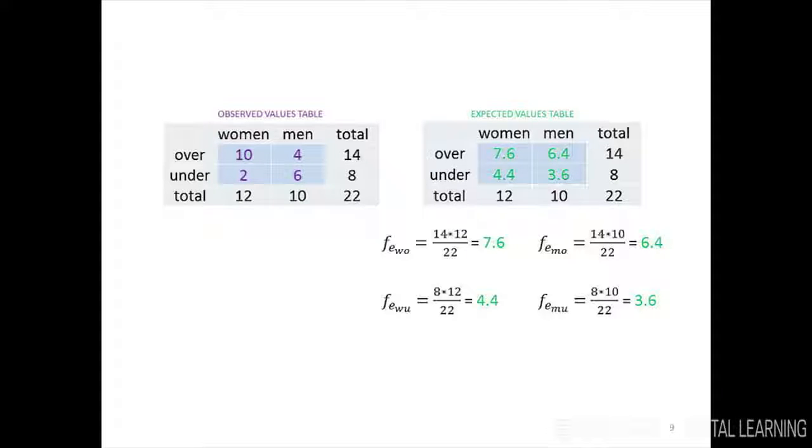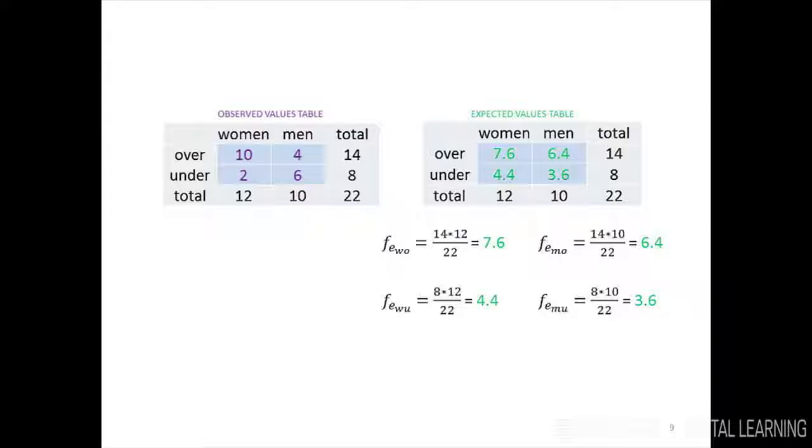Okay, so the first thing we'll do when we set up an expected values table is fill in the row titles, men, women, total. We'll set up the column titles, over, under, and total, and then we'll fill in those totals. So 14 overs, 8 unders, 12 women, 10 men, 22 total. We have the exact same characteristics as our real data, right? We still have 12 women and 10 men, but the numbers inside of the table are going to represent what our data would look like if men were no more likely to choose over than women were, and women are no more likely to choose under than men are.